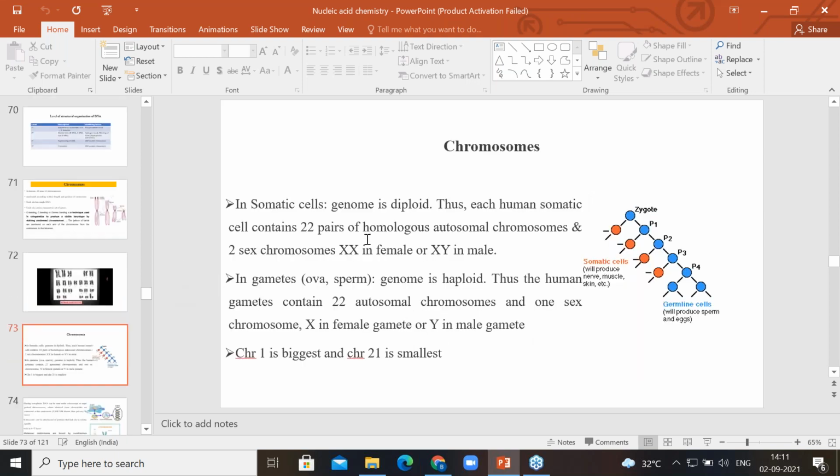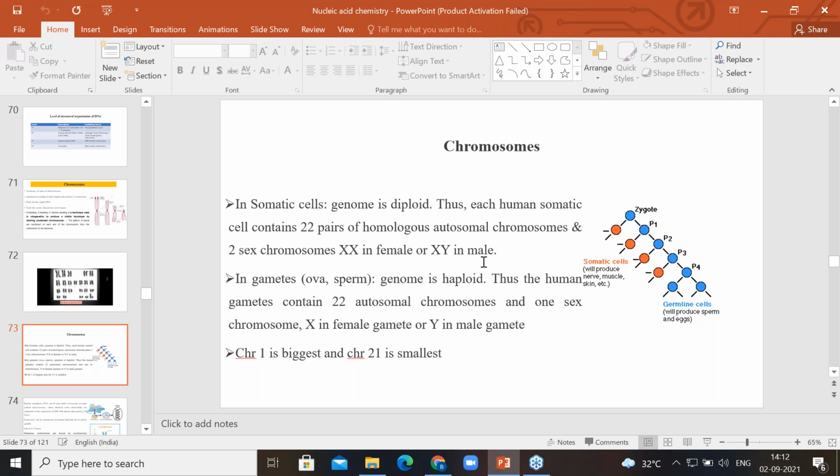In the somatic cells, the genome is diploid, and each human somatic cell will contain 22 pairs of homologous autosomal chromosomes and two sex chromosomes, that is XX in female and XY in male. Okay? So you have to understand that somatic cells में genome is diploid and 22 pairs of autosomal chromosome and one pair of sex chromosome is present in the somatic cells.